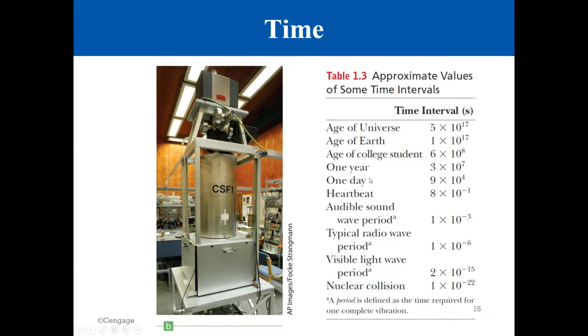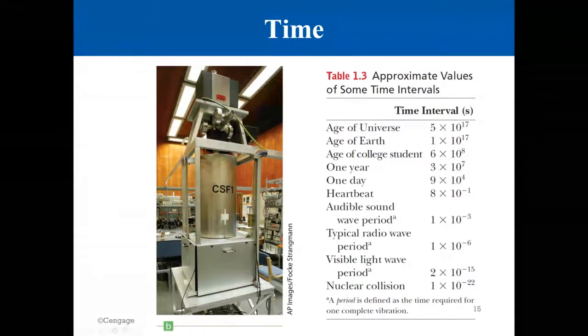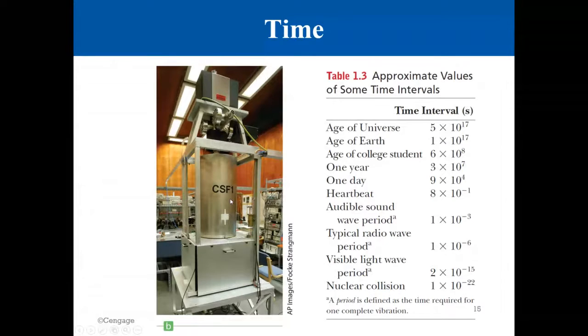So here are some examples. In 1 day, there are 9 by 10 to the power 4 seconds. A typical radio wave period is 1 microsecond. For a nuclear collision, a typical value is 1 by 10 to the minus 22 seconds. Just to give you an idea about the scale of things that we measure when we use time. This is the image of the cesium clock that is used as a reference for time.